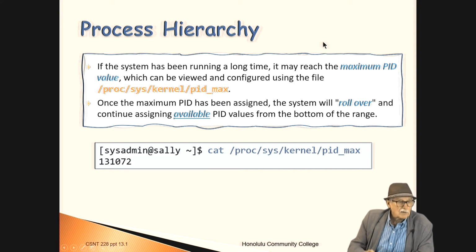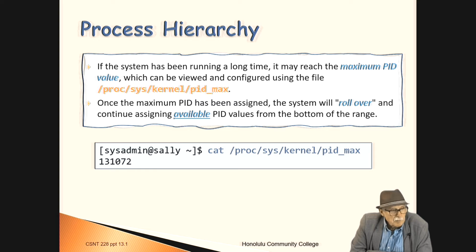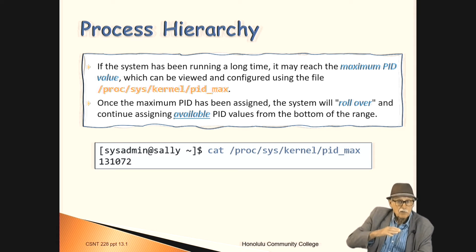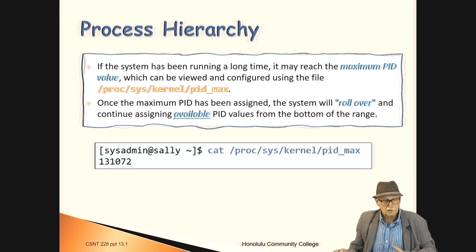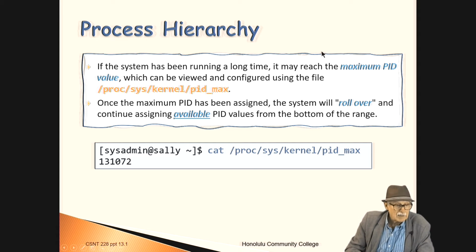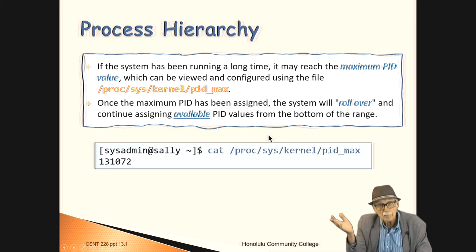So the process hierarchy, once again, if the system's been running a long time, it may reach the maximum PID. And you saw as they got larger and larger and larger, they may reach the maximum. And the size of that is in /proc/sys/kernel/pid_max. You can go read that. It's a fairly large number. Once the maximum PID has been assigned, the system will roll over and continue assigning available PID values from the bottom of the range. And so it'll essentially run through it again, because as processes end, they give up their PID.